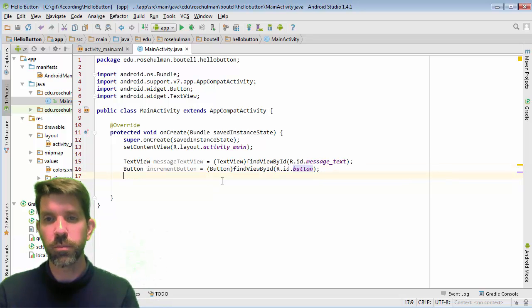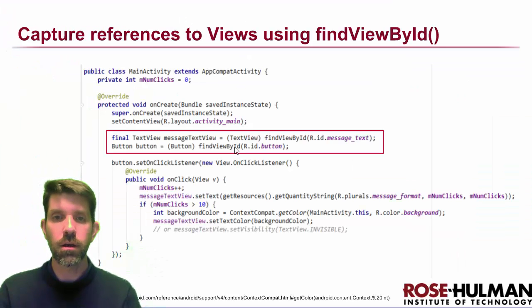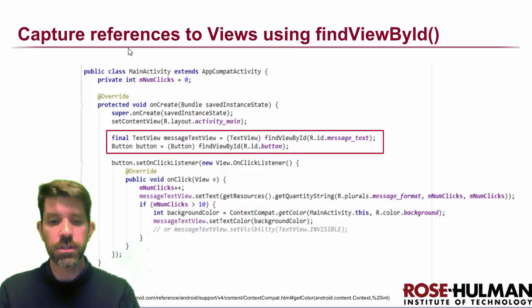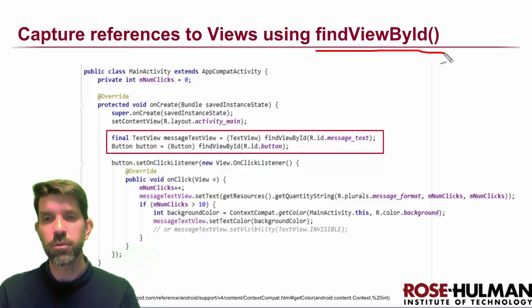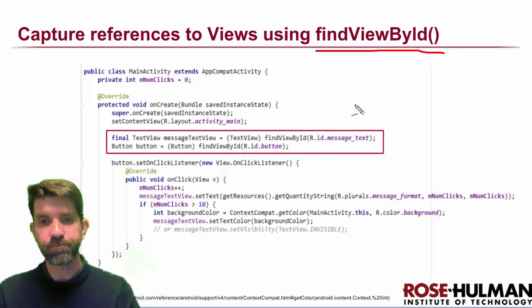I could have used the increment button if I wanted to be consistent. Not a problem in a small program. All right, and so I've captured my widgets. Right? So that's all that's going on here. Any references to views, you're going to capture using findViewById. Easy thing to do.